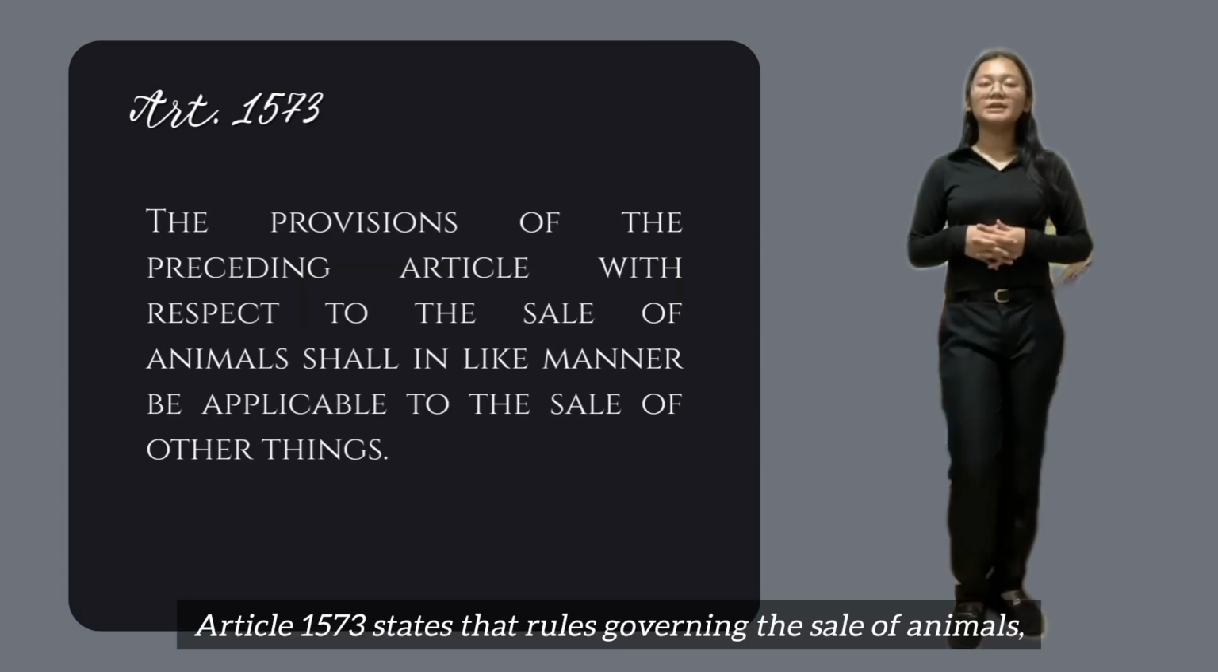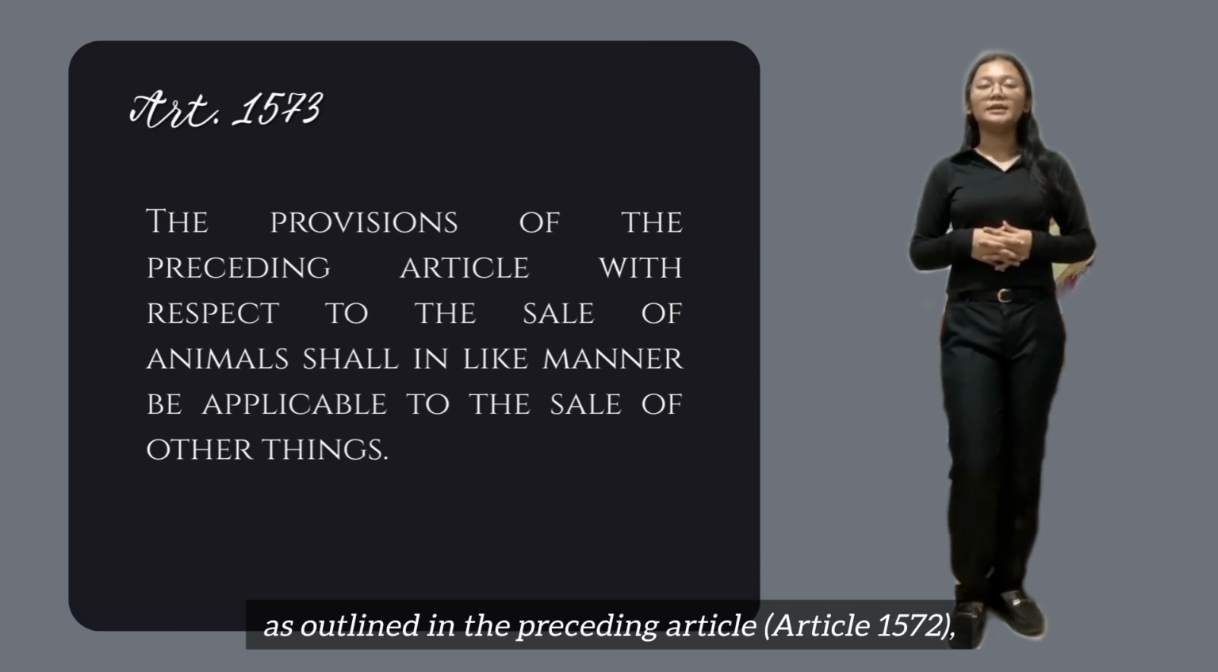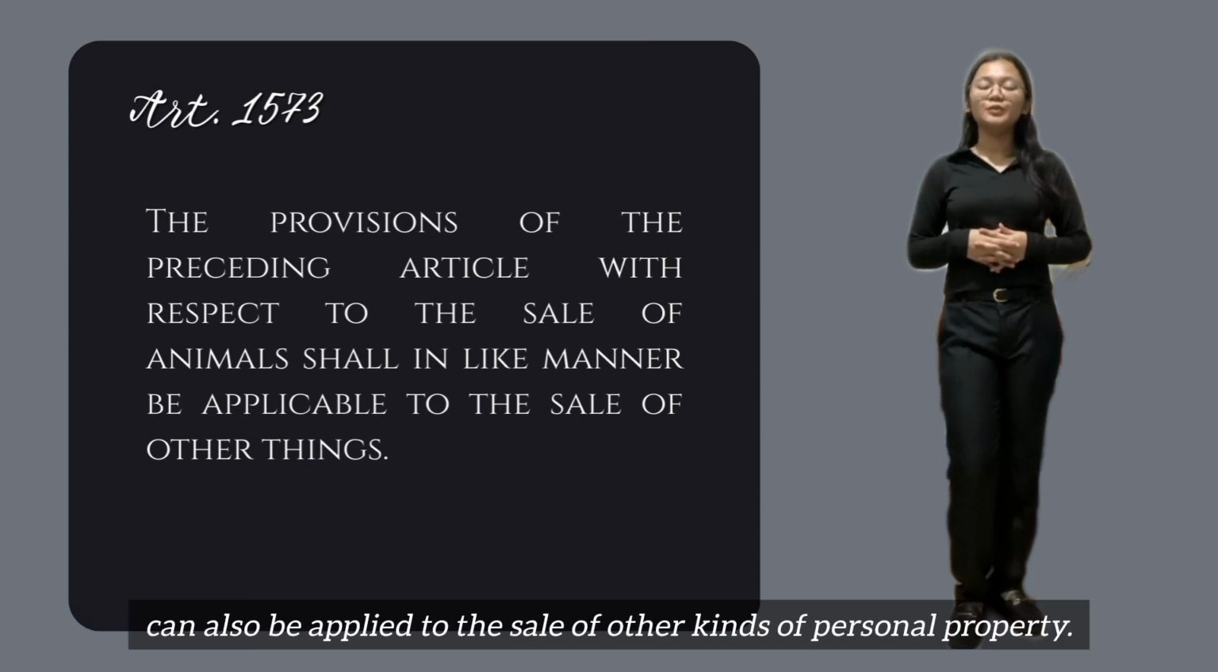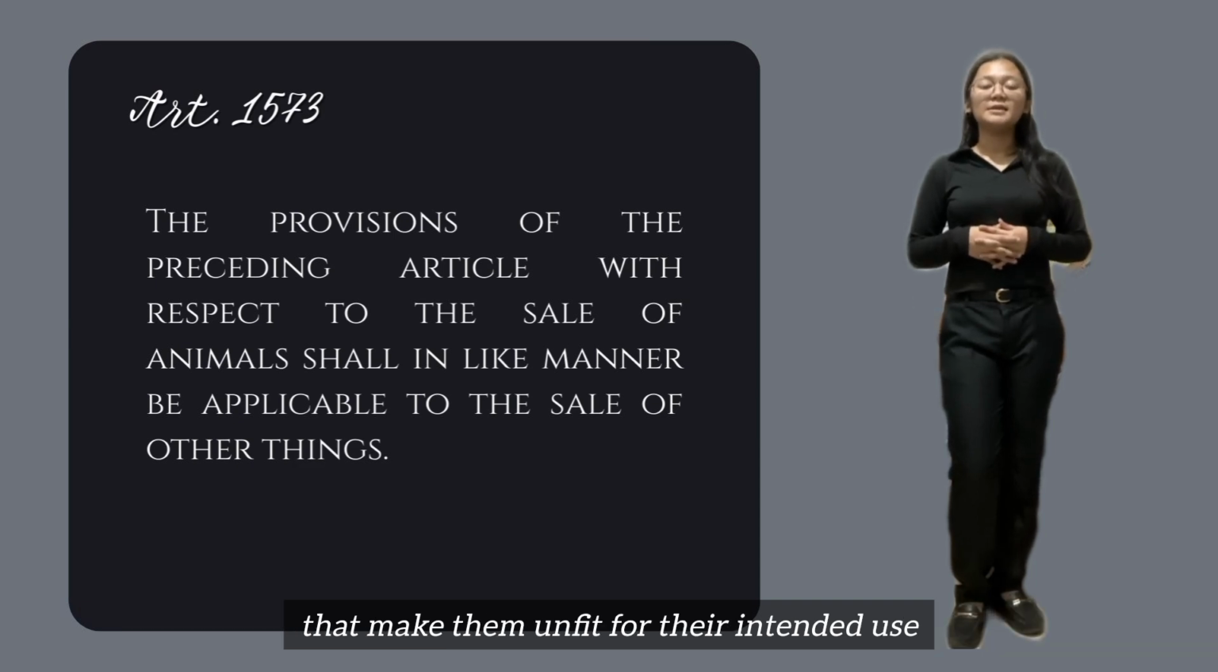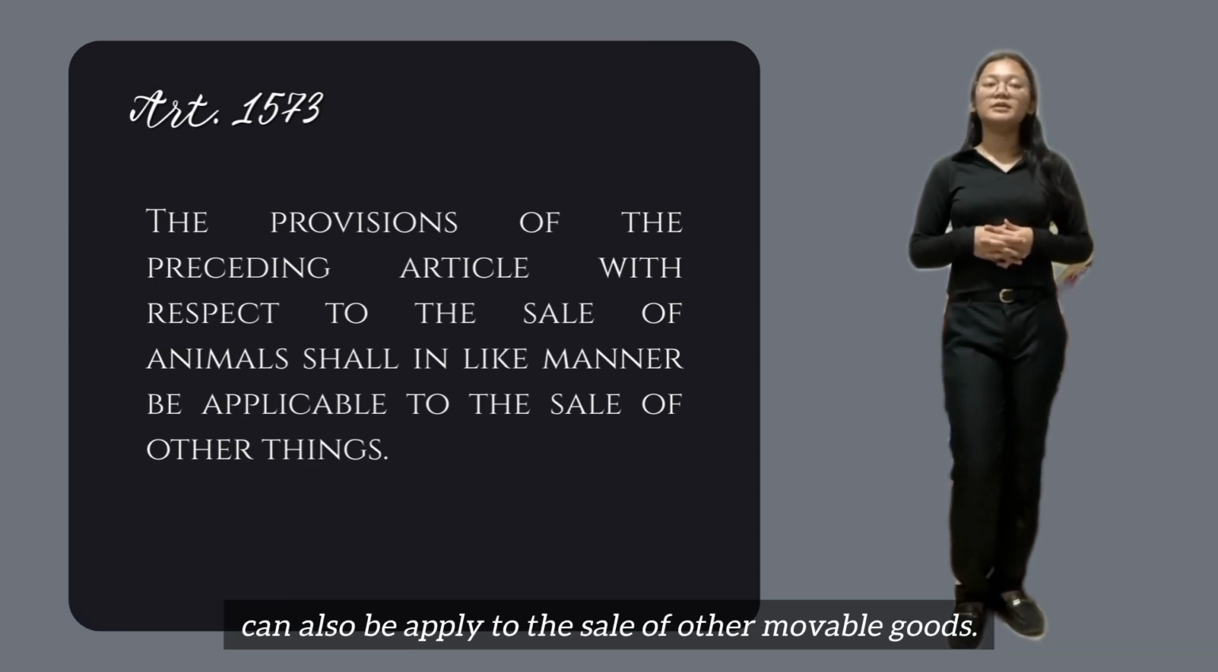Article 1573 states that the rules governing the sale of animals as outlined in the preceding article, which is Article 1572, can also be applied to the sale of other kinds of personal property. This means that the legal principle concerning defects in animals that make them unfit for their intended use can also be applied to the sale of other movable goods.